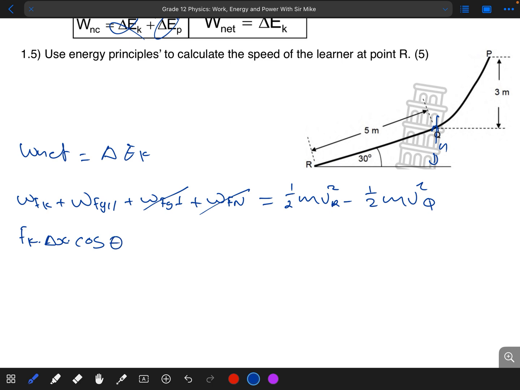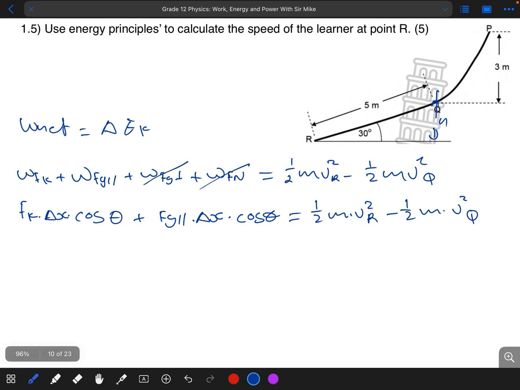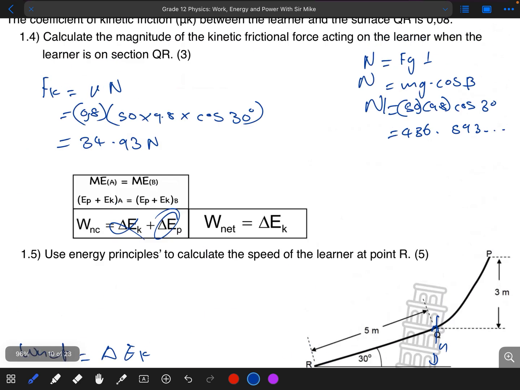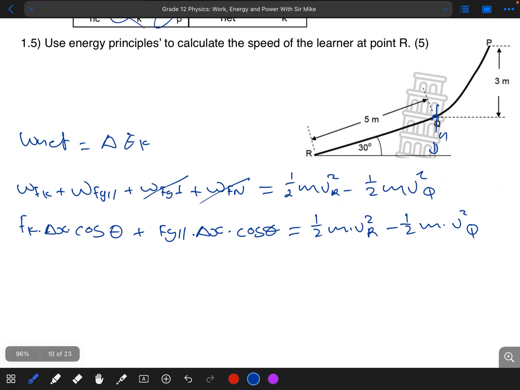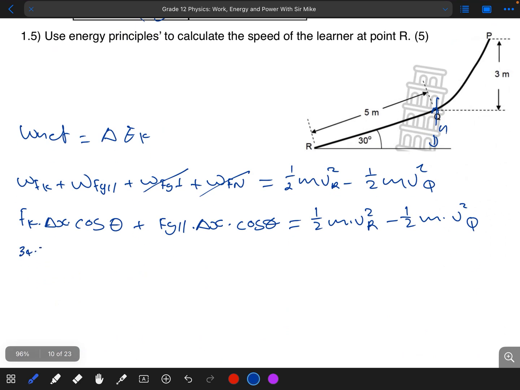So this will be Fk multiplied by the displacement multiplied by cos theta, plus Fg parallel multiplied by the displacement multiplied by cos theta. This is equal to half multiplied by the mass multiplied by the velocity squared at point R, minus a half mass multiplied by the speed squared at point Q. Now we can substitute our values. We know that our Fk is 34.93, multiplied by the magnitude of our displacement, which is 5, times the cos of.